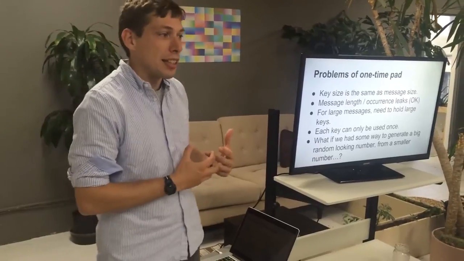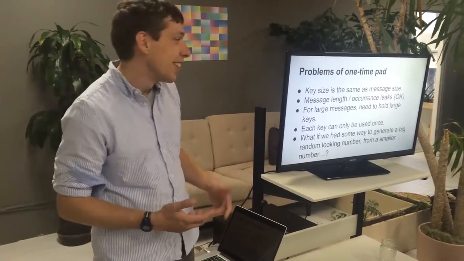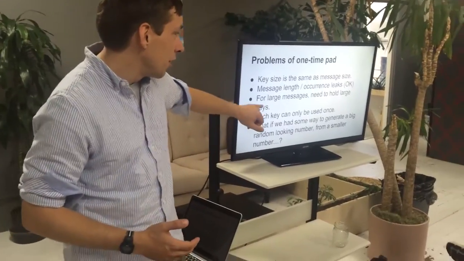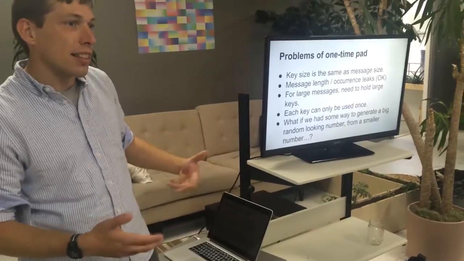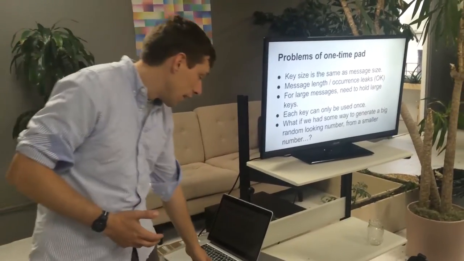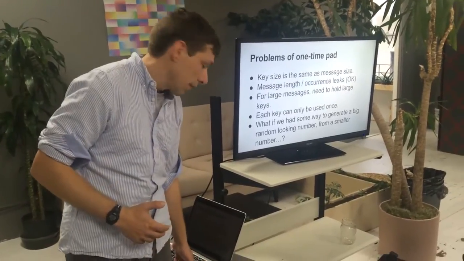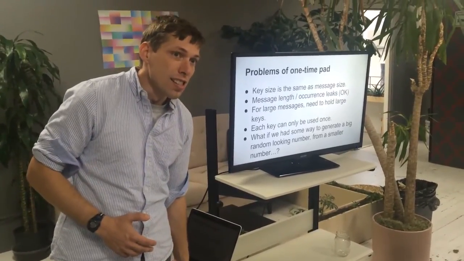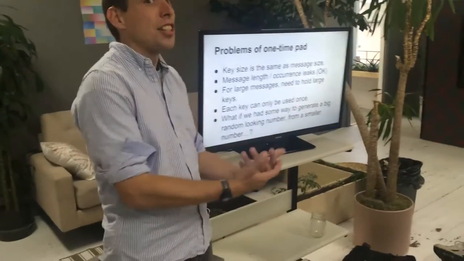So people thought, oh, maybe we can send more key within the message, but it doesn't work out. For large messages, you need to hold huge keys, and each key can only be used once, so it doesn't scale well. It's very secure, but there's a big temptation to try to reuse a key. The key exchange, the key itself is like a challenge, right? Right. Well, you need to have a secure channel initially, right?